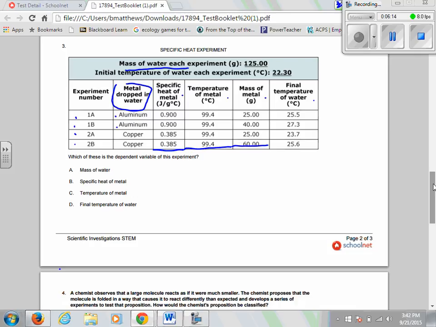So if you go down here, that is going to be, oops, sorry, not temperature of the metal. We erase that. That should be choice D, final temperature of the water. So again, if this doesn't make sense, then come see me and I will help try and make sense of this question. Going on to number 4.